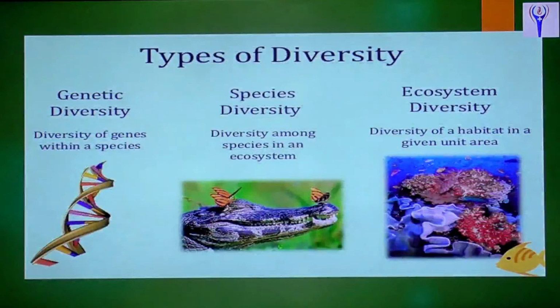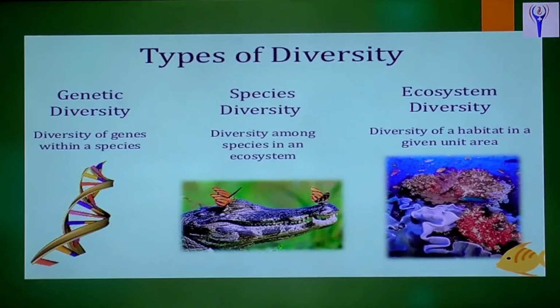And the diversity is of three types. The first one is genetic, and then species and ecosystem diversity. Genetic diversity is a range of different inherited traits within a species. In a species with high genetic diversity, there would be many individuals with a variety of different traits. For example, different breeds of dogs as a result of selective breeding.